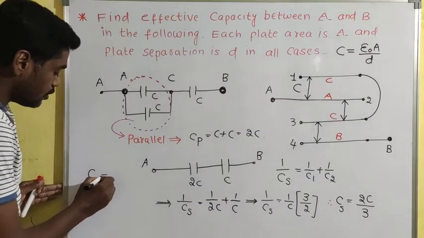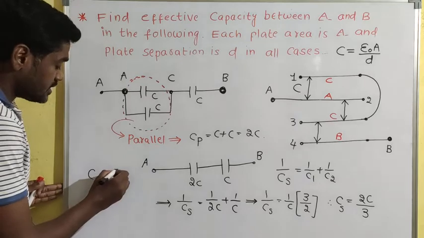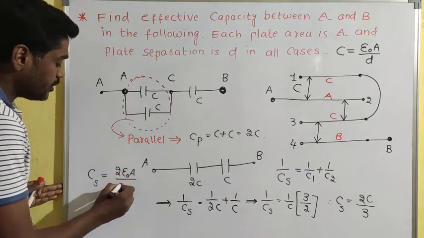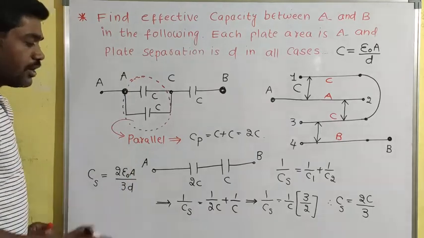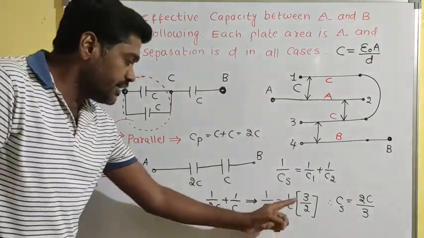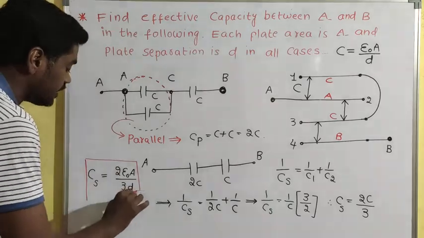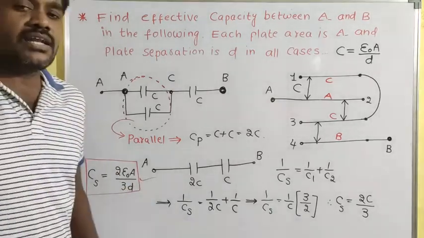So CS is equal to 2C by 3, and the C value is epsilon naught A by d. So 2 epsilon naught A by 3d, because you simplify it, very simple. Out of the 4 options, just tick this one. This is the final answer for this question.